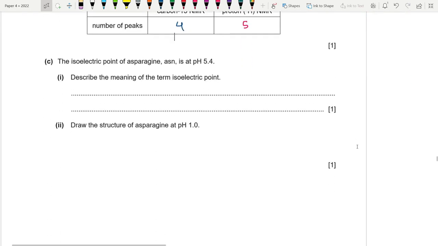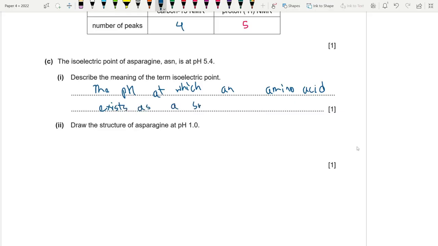So what's the isoelectric pH or point? It is the pH at which an amino acid exists as a Zwitterion. So next question, what is a Zwitterion? Basically something that has no overall charge. So you could also say it is the pH at which an amino acid has no overall charge.